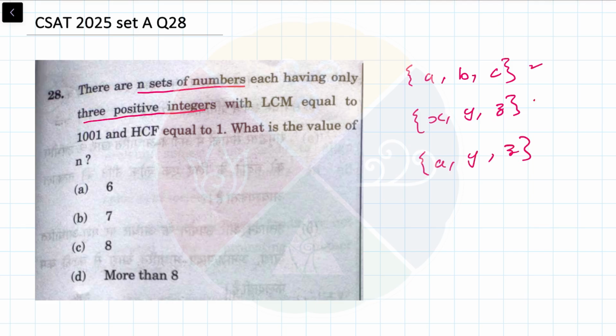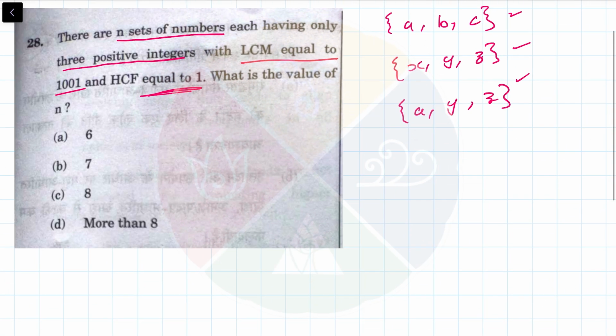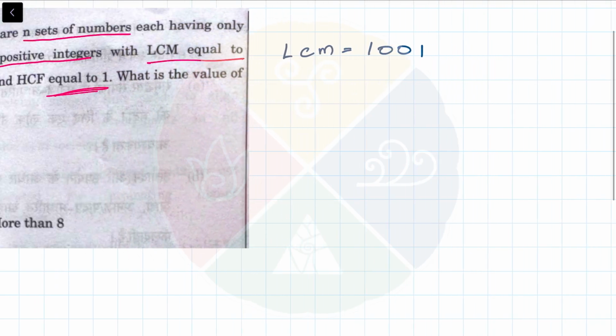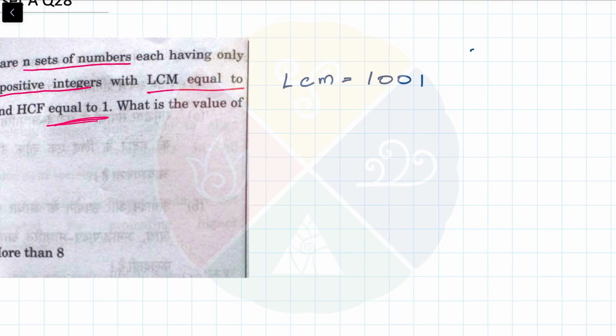See, like this, 1 set, 2 set, 3 set, n sets are there with LCM equal to 1001 and HCF equal to 1. Okay, let's solve this problem. First of all, they are saying that LCM is 1001. 1001 is not a new number. The same number came in the year 2023 also.